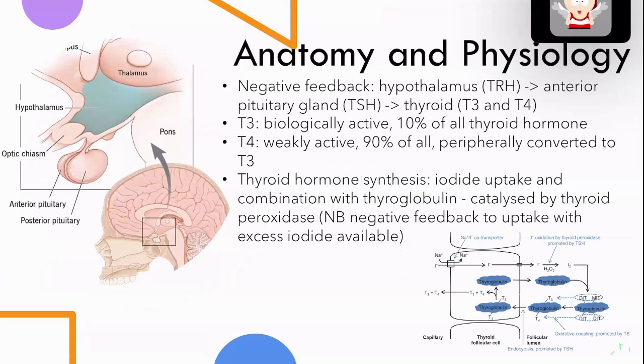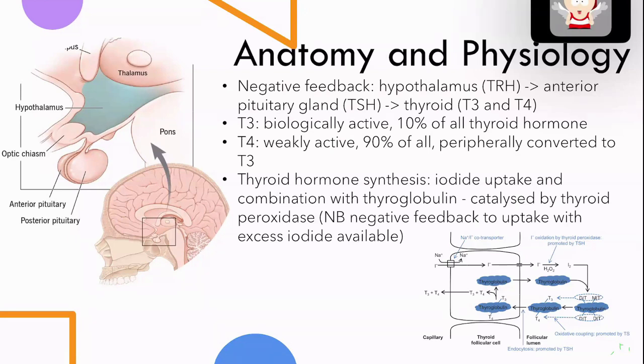Like most endocrine systems, we have negative feedback with regards to the thyroid system, a hypothalamus releasing TRH to the anterior pituitary gland, which releases TSH, and this stimulates the thyroid to release T3 and T4. Of note, this is a negative feedback system, so these hormones then shut off the production of that hormone. And then we have our T4 and our T3 peripherally, the majority being T4, which is more weakly active than our T3, and peripherally having a conversion from T4 to T3. This will all become relevant when we discuss management, of course.